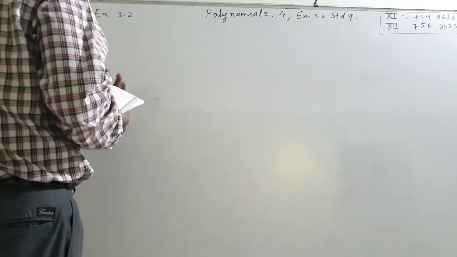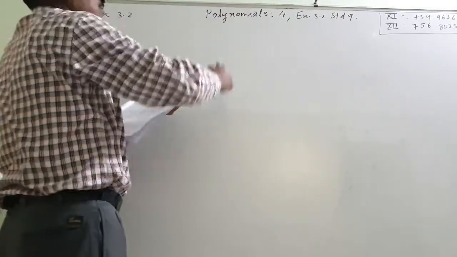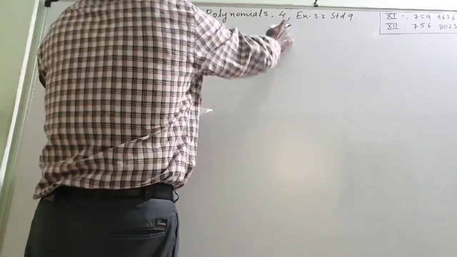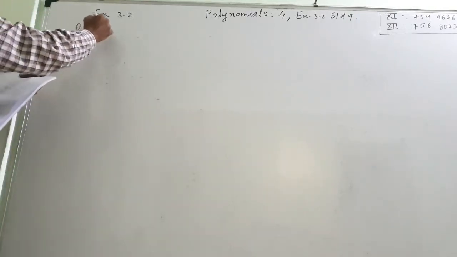So, standard 9, we are in polynomials. This is our lecture number 4, exercise 3.2, question 4. Multiply.